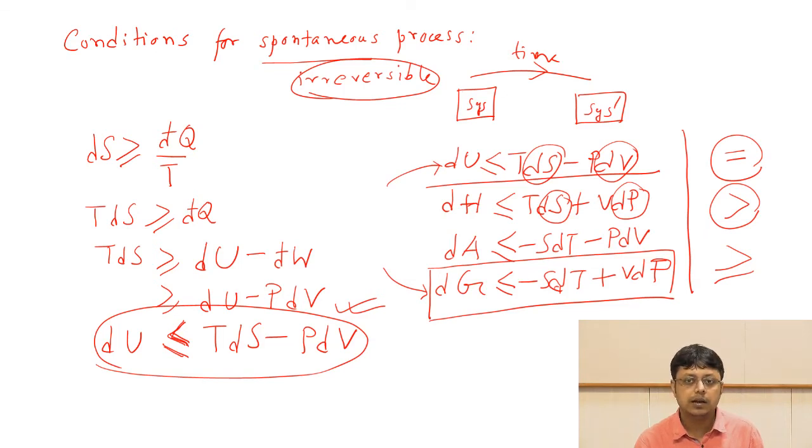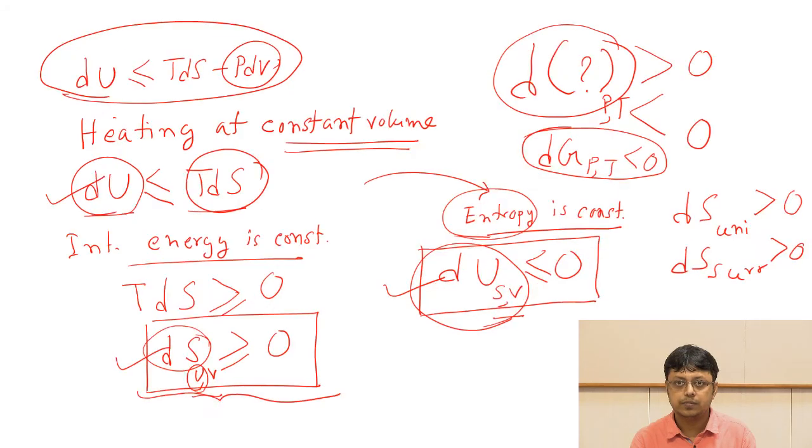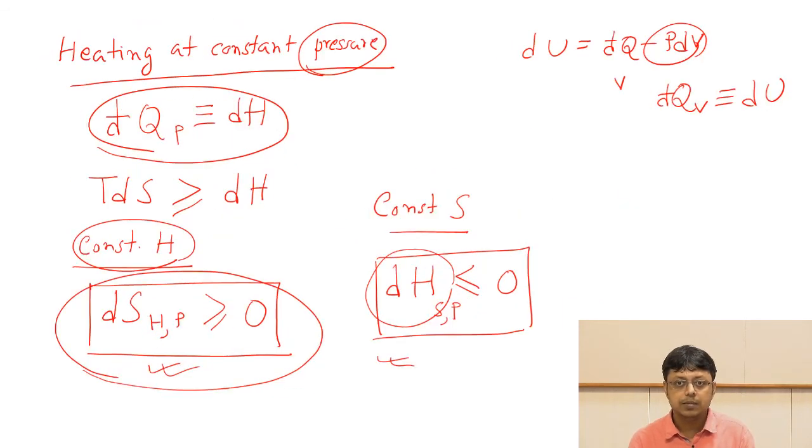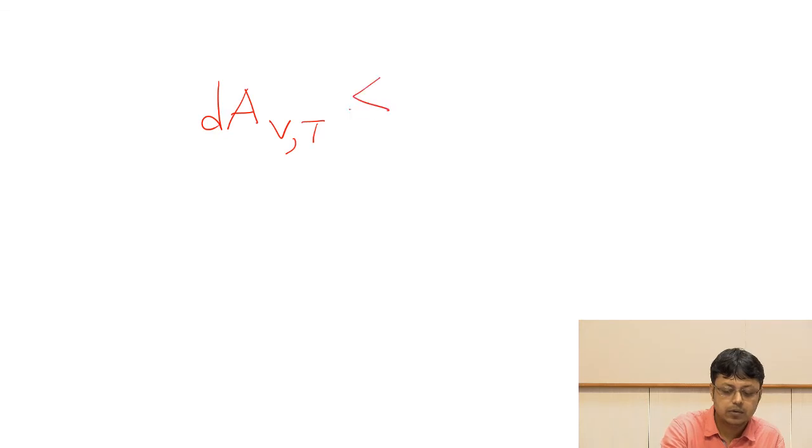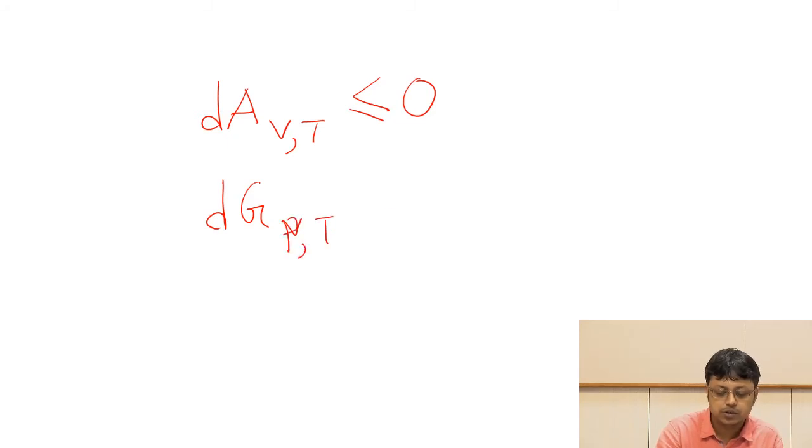You can either keep temperature and pressure constant, or you can keep temperature and volume constant. If you keep the temperature and volume constant, then your condition is dA less than or equal to 0. And if you keep the temperature and pressure constant, then your condition for spontaneity is dG less than or equal to 0. When I say less than or equal to and say spontaneity, it means spontaneity and equilibrium together. If you consider only spontaneity, it will be less than. So now we have two useful relations. One is dA at constant volume and temperature less than or equal to 0, and the other one is dG at constant pressure and temperature less than or equal to 0.